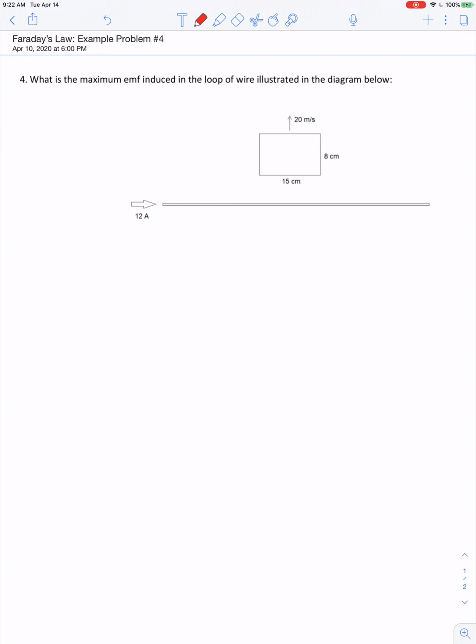This example problem might represent kind of the pinnacle of the sort of calculations you should be able to make. So it's slightly mathematically rigorous, but in concept it's no different than any of the other problems. It just involves applying Faraday's law. Induced voltage is negative N dΦ/dt. We've seen a lot of examples where N equals 1, and this is another one of those cases. There's just a single loop of wire.